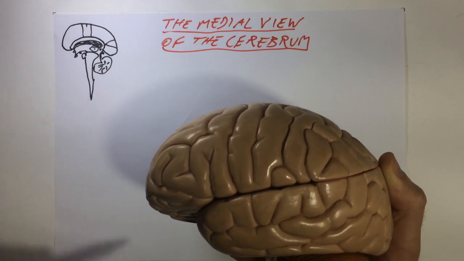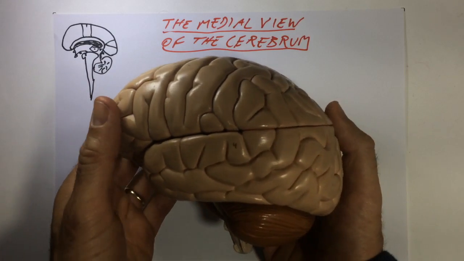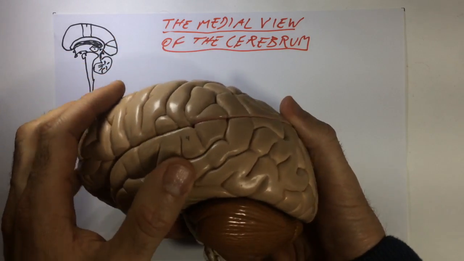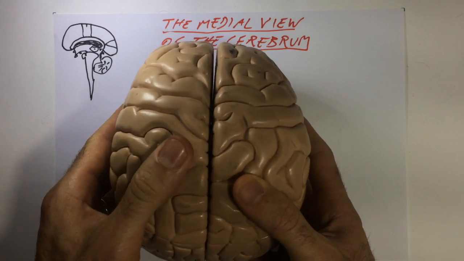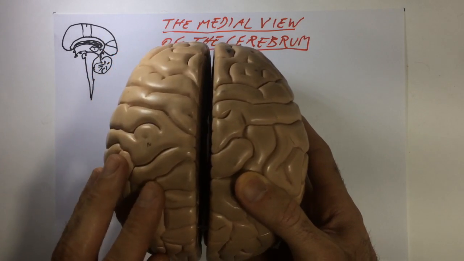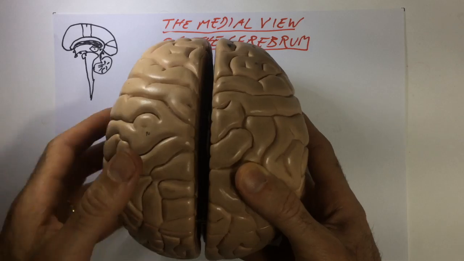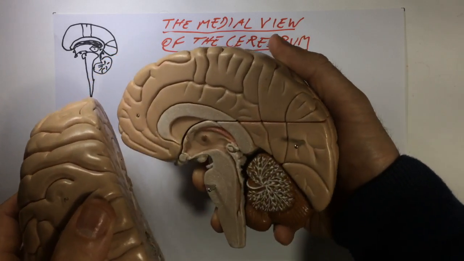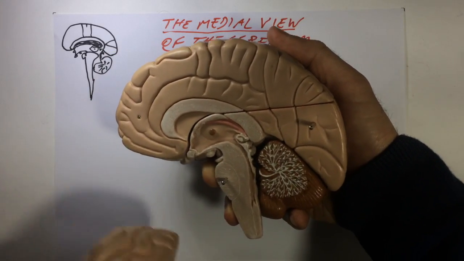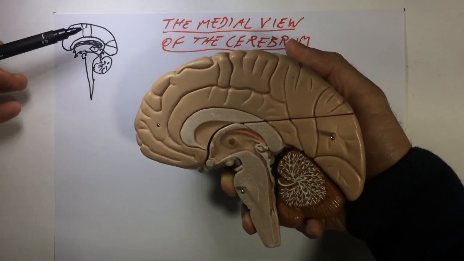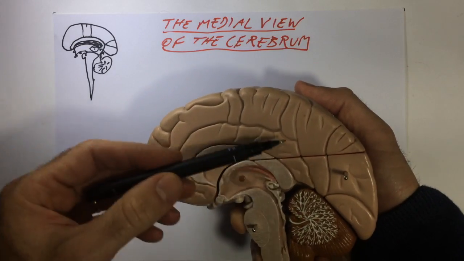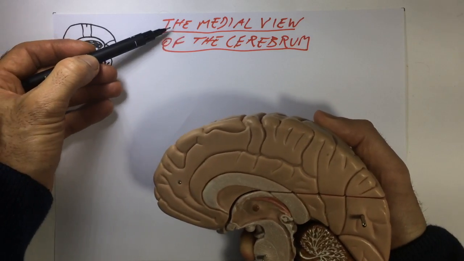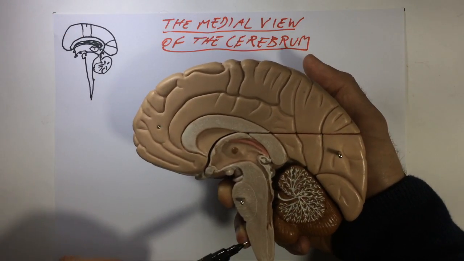But for us to get to this drawing, we actually have to divide this brain model into two hemispheres. So here we have the left hemisphere, here we have the right hemisphere. And when we split the brain into two halves, we are gonna get to this drawing here. And that would be this structure here, the medial view of the whole brain.